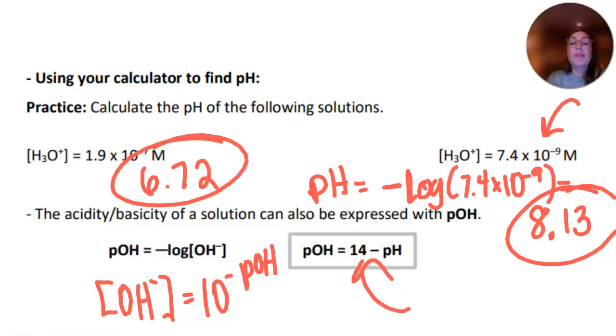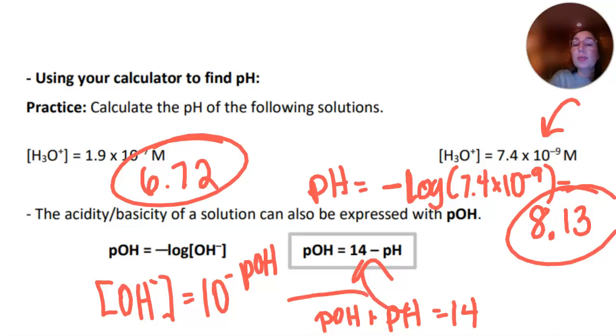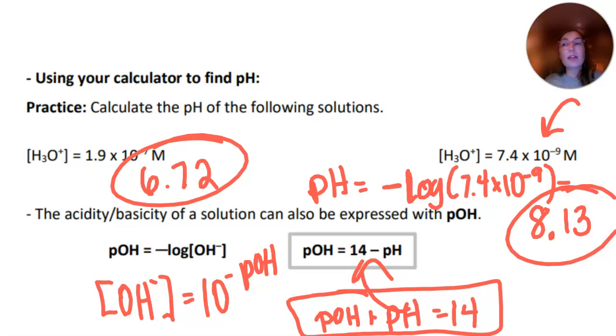But oftentimes, it's important to just know that pOH and pH together add up to 14. So oftentimes, if you want to find pOH, you might take 14 and subtract out whatever the pH is, because pOH and pH together have to add up to 14. So there's a lot of different ways to look at these equations. But I hope that this introduction helps you with just some of those ways.